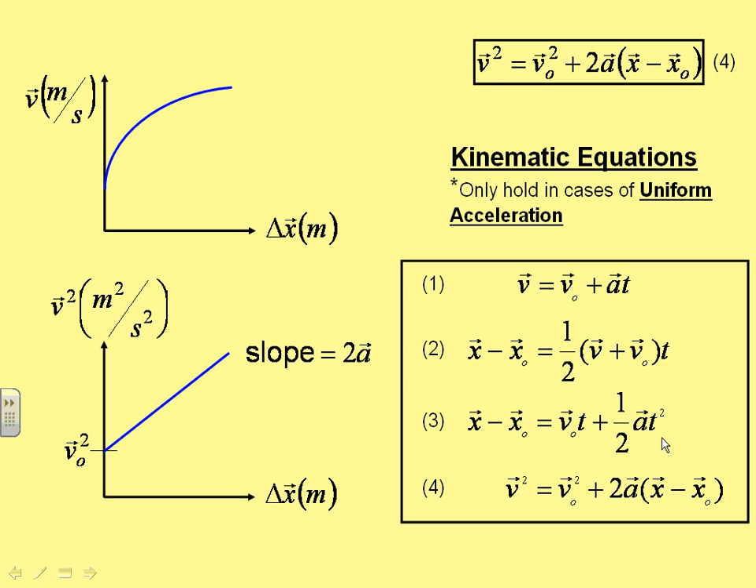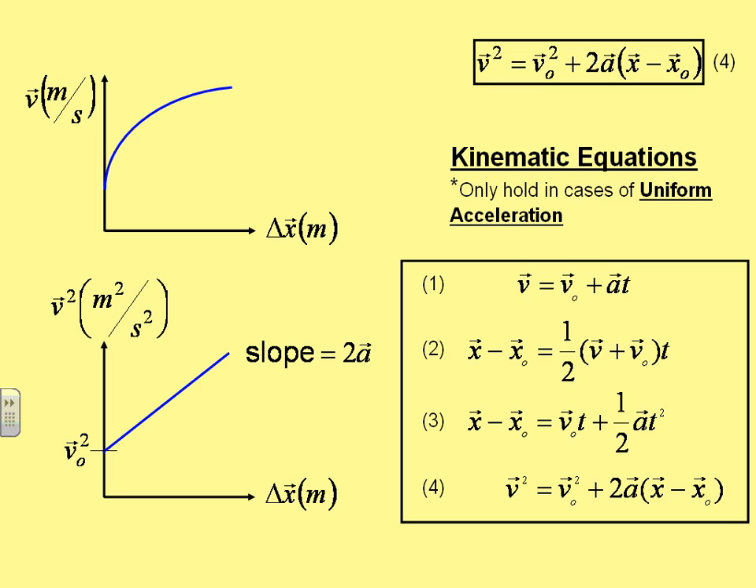The ever popular third equation, displacement is initial velocity times time plus 1/2 the acceleration times the time squared, an equation lacking the final velocity. And the fourth equation that we just derived experimentally is the final velocity squared equals the initial velocity squared plus 2 times the acceleration times the displacement, an equation lacking time. So again, this group of equations here is the traditional 4 kinematic equations.